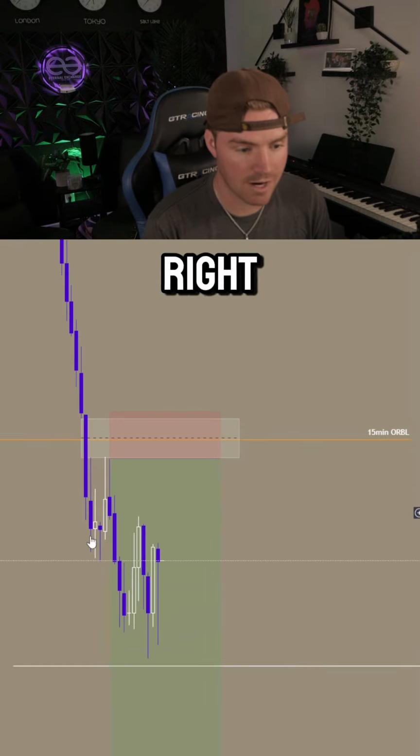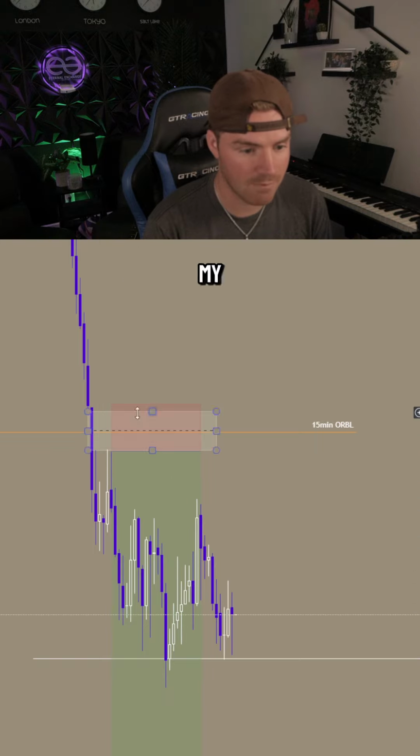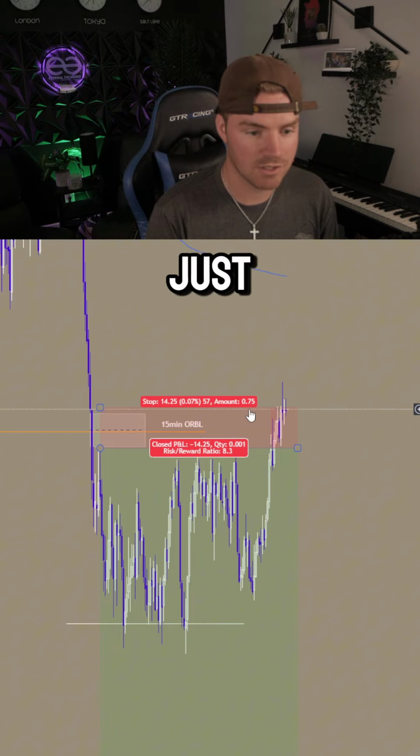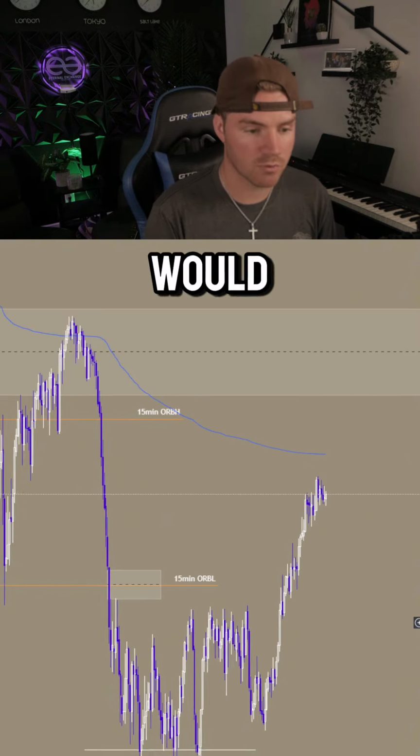We would have had our entry right there, and price just kind of starts chopping, but at least we had our first TP, and now my stop loss is at break even. So while price was looking good, it goes into chop and eventually just stops me out at break even after taking a first TP. And this is where most traders would give up on the shorts.